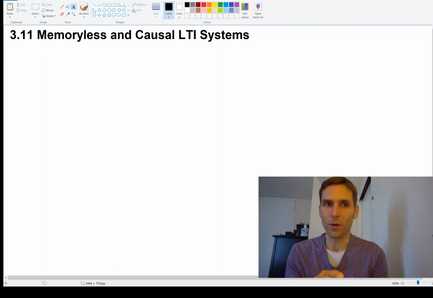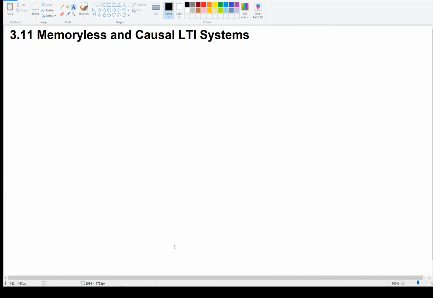Okay, so in this video we're going to look at memoryless and causality in LTI systems. What does the impulse response have to look like for these properties to hold? All right, so let's start with memoryless.